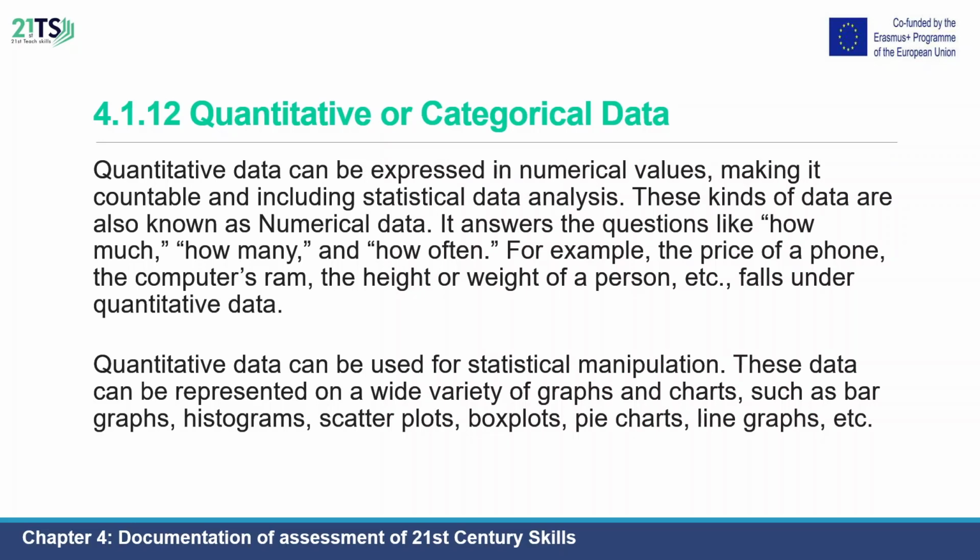Quantitative data can be expressed in numerical values, making it countable and suitable for statistical data analysis. These kinds of data are also known as numerical data. It answers questions like how much, how many, and how often. For example, the price of a phone, the computer RAM, the height or weight of a person, etc., fall under quantitative data.